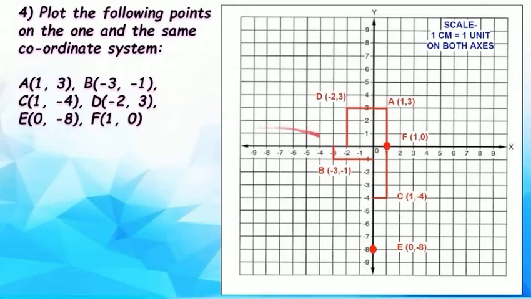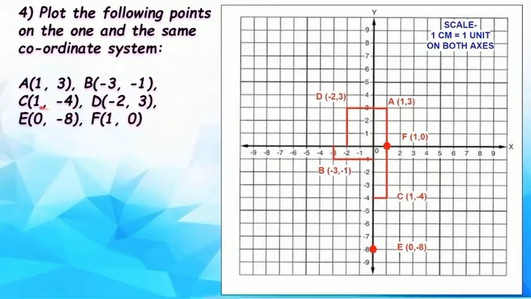The x coordinate is minus 3. So minus 3 is here, and the y coordinate is minus 1. So minus 1 on the y axis is here. Again, the intersection of these 2 points will be the location of point B. So point B lies here.